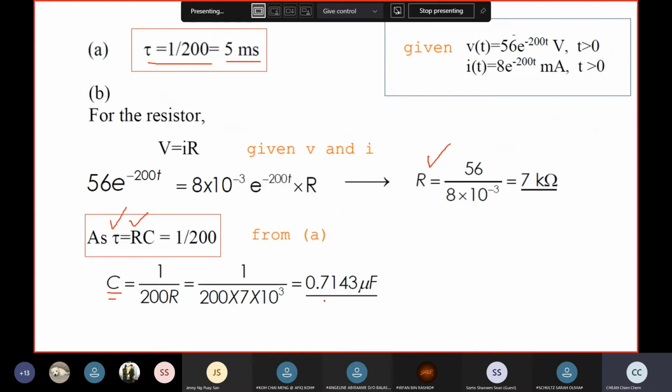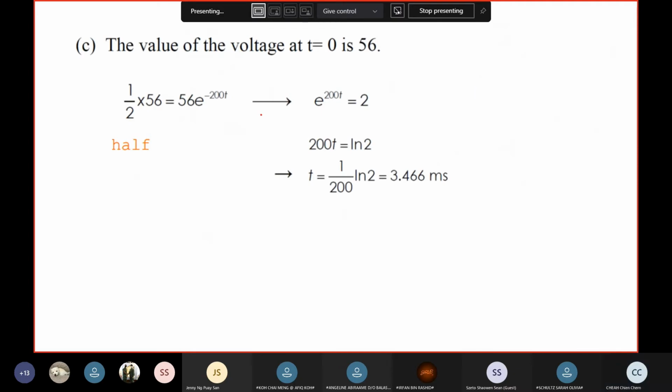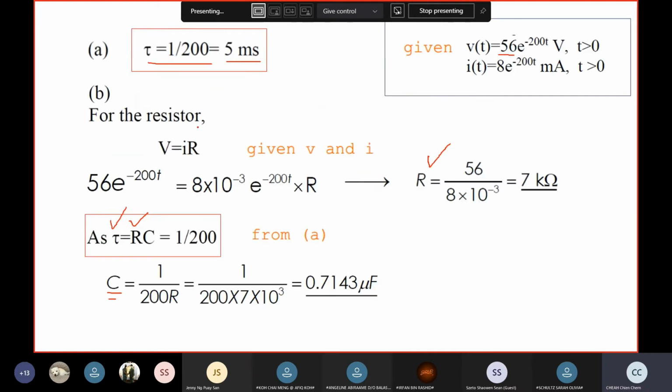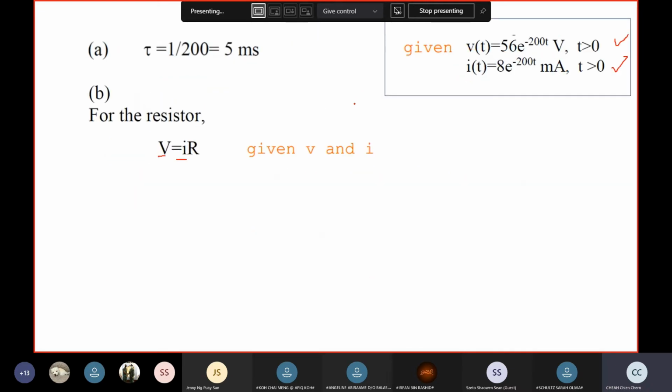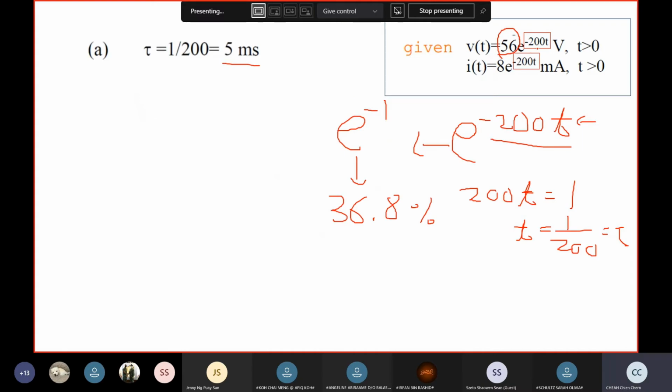Okay, we have seen that the time constant is 5 milliseconds, which is the time taken to reach 36.8% of the initial voltage, 36.8% of 56. The next question says that you want to find the time taken to reach half. So this is another standard which is not as straightforward to calculate as the time constant. For the time constant, I just set 200t equal to 1, then the time constant is 1 over 200. If you want to use 50% as a standard, you can see that it's not that straightforward.